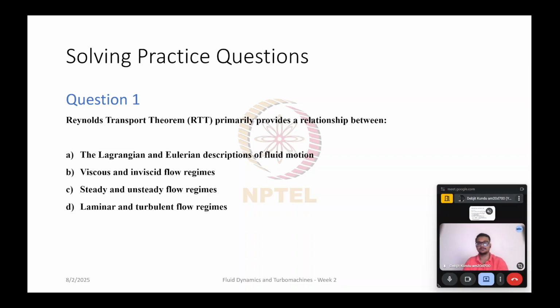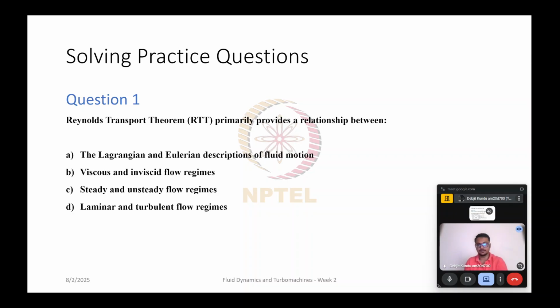So question number one is asking us that Reynolds transfer theorem, or also known as RTT in short, primarily provides a relationship between what? Then there are four options. So is it option A, the Lagrangian and Eulerian descriptions of fluid motion? Option B, the viscous and inviscid flow regimes or flow motion? Option C is steady and unsteady flow regimes, and option D is laminar and turbulent flow regimes.